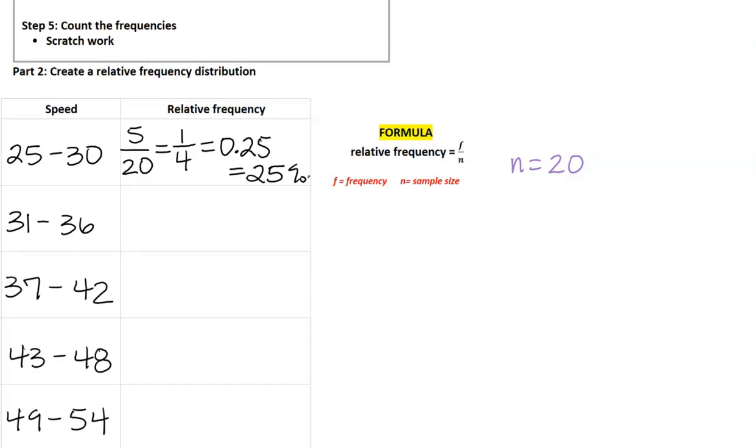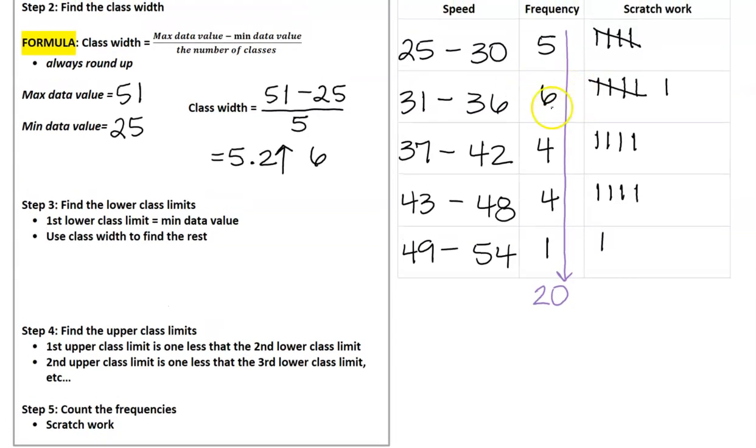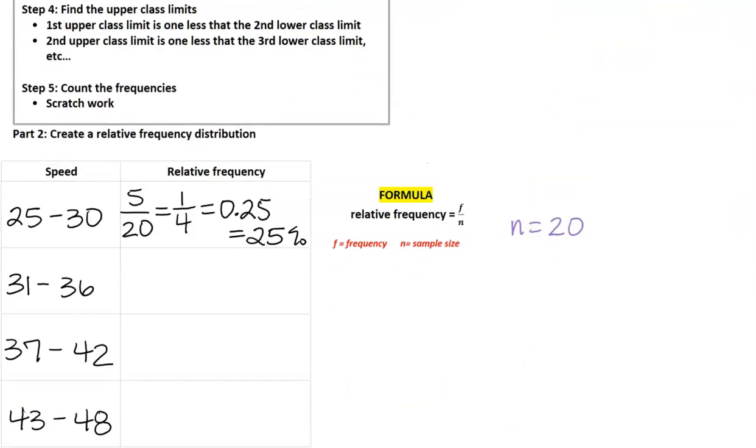For the second class, its frequency was 6. So we have 6 divided by 20 when we compute its relative frequency. That simplifies to the fraction 3/10, which is equal to the decimal 0.3, which is 30%. We get from the decimal to the percentage by moving the decimal place 2 places to the right and adding the percent symbol on the end.